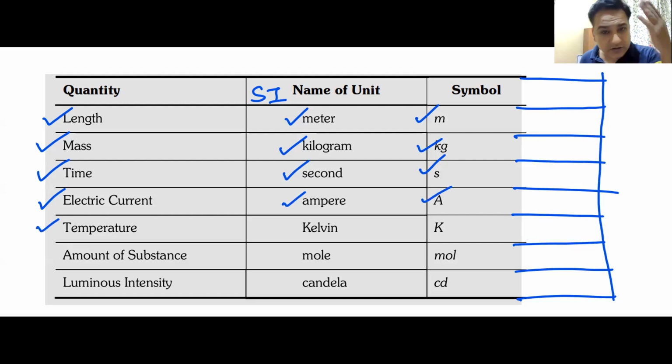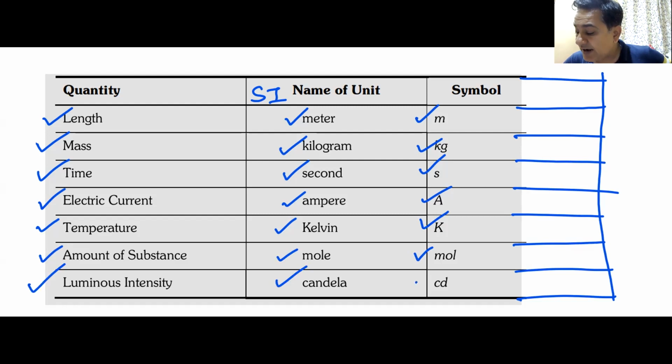Fifth one is temperature. All of us know about temperature. The SI unit is Kelvin. Sometimes we use different units, degree Celsius, that is in the CGS system. The symbol is K. Amount of substance: how much is the quantity of substance? That is used in chemistry, it is also used in physics, it is also used everywhere. Mole, mol. Luminous intensity, candela, cd. Do we all understand this? Have you heard about this? Yes or no?